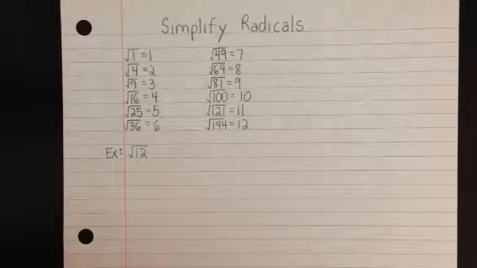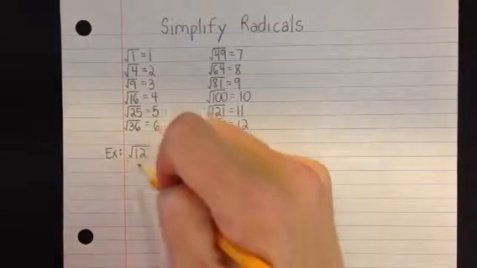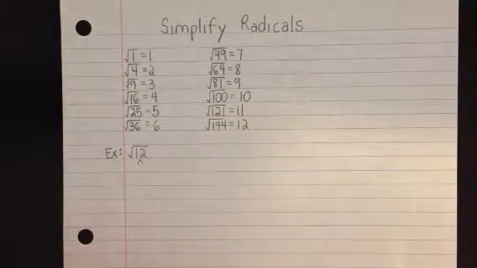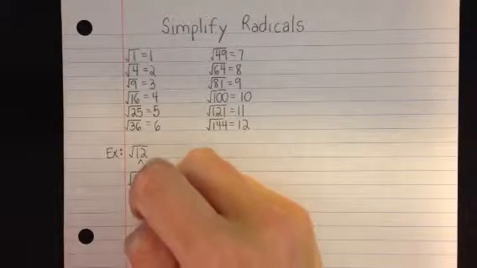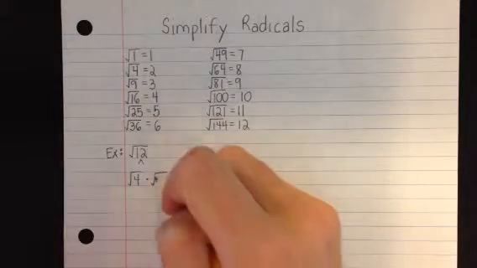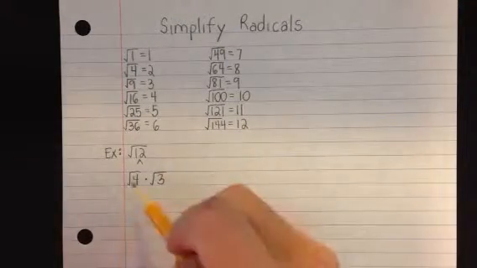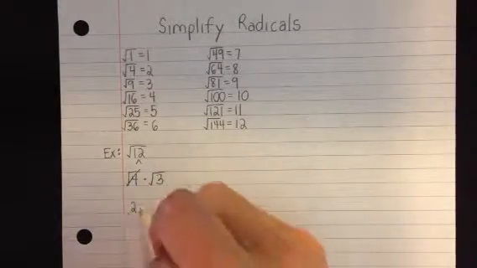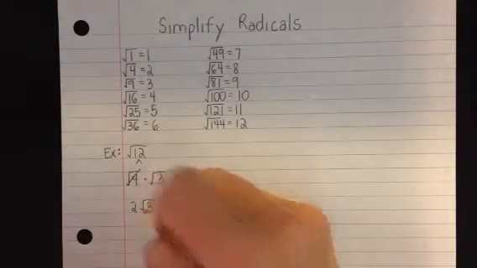Example number 1, if you were asked to simplify square root of 12, what I would want you to do is to break square root of 12 apart by its multiples. So 12 can be written also as square root of 4 times square root of 3. And that helps us because we know the square root of 4 equals 2. And square root of 3 isn't a nice whole number, so we're just going to leave it square root of 3.